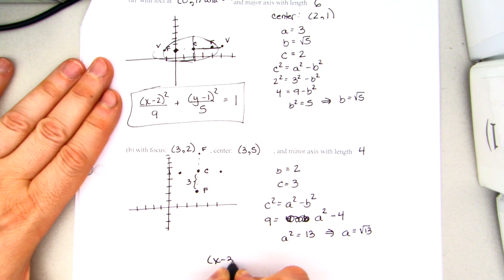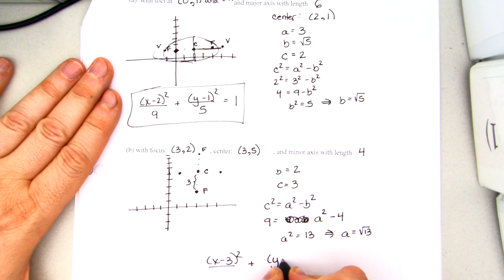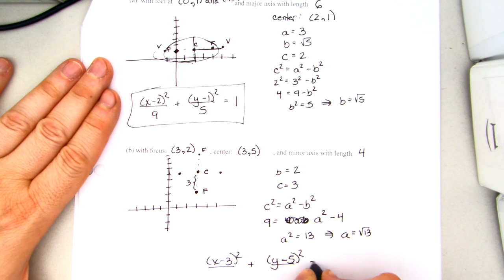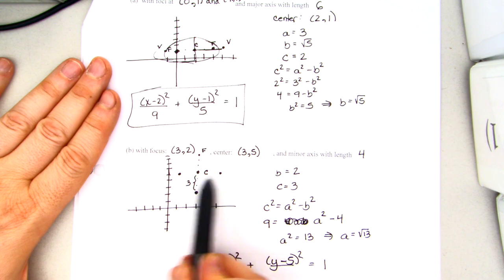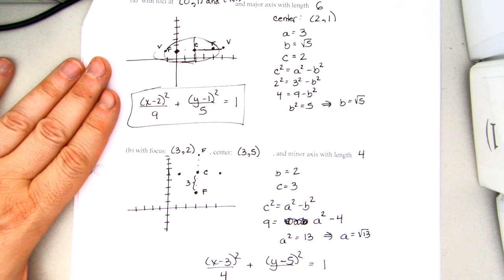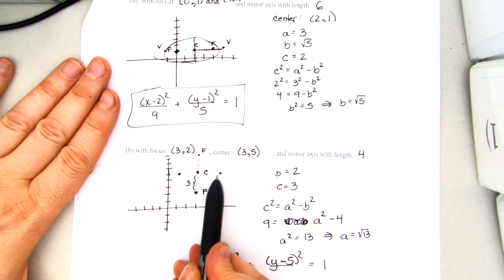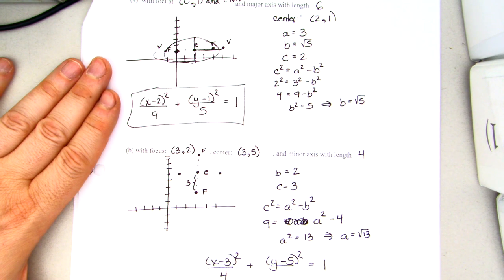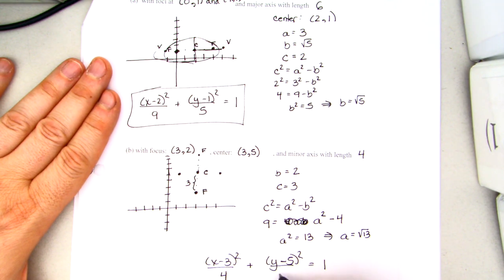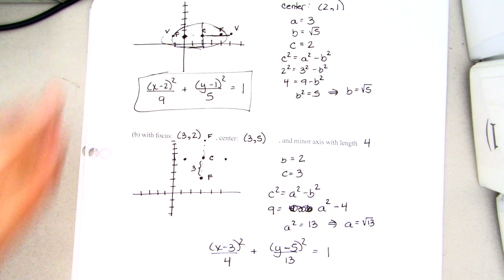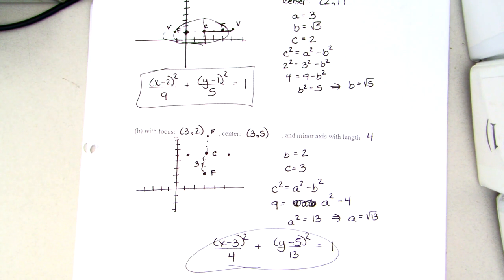Okay, I'm going to say x minus 3 squared over something plus y minus 5 squared over something. This is going to equal 1. Well, in the x direction, that's my minor axis. I'm going to put a 4 below there, my 2 squared. I'm going out 2 units from the center to the end of the minor axis. I'm going out root 13 to get to the end of the major axis, so I'm going to put square root of 13 squared. I'm going to put 13 in that denominator. That should be your formula.